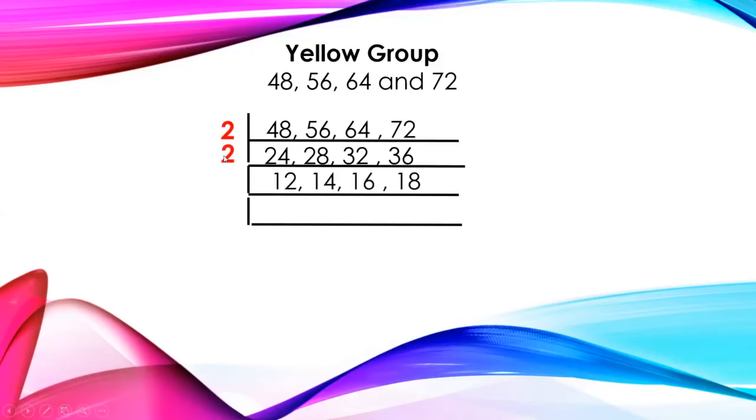So divide. 24 divided by 2 is 12. 28 divided by 2 is 14. 32 divided by 2 is 16. 36 divided by 2 is 18.